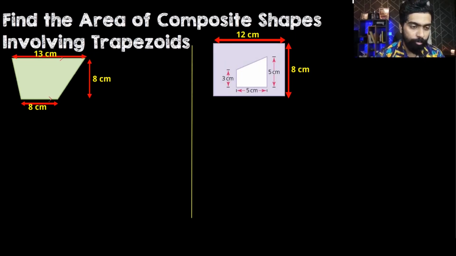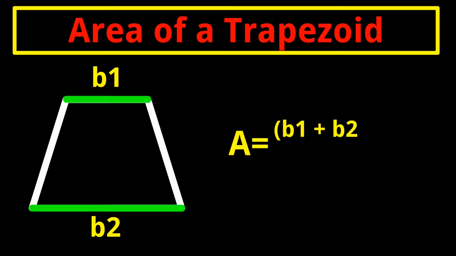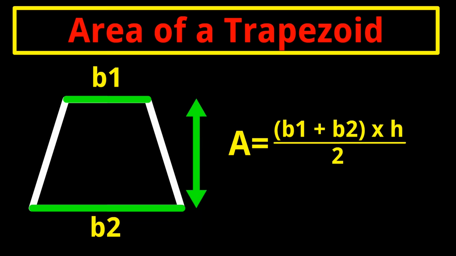So let's start off by writing the formula down. So area of a trapezoid is equal to the sum of the parallel sides, so let me call it b1 plus b2, multiplied by its height, and all of it divided by 2.